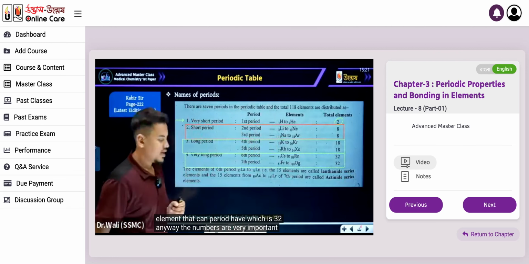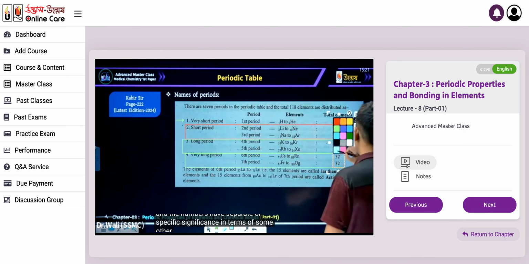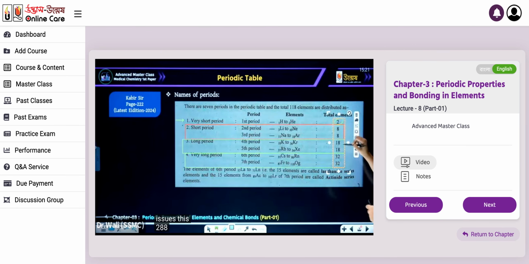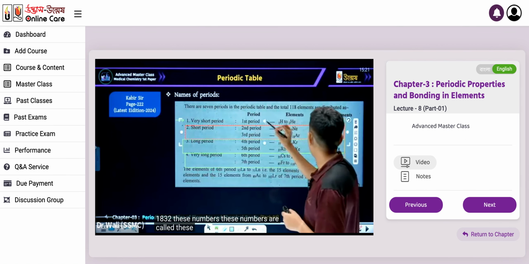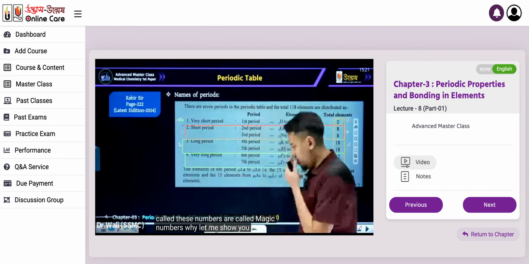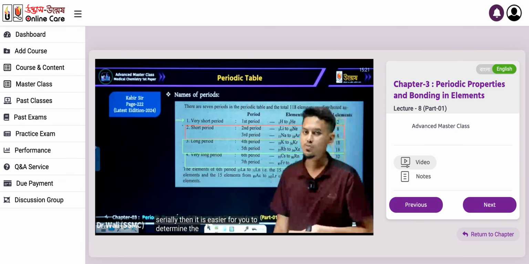Anyway, the numbers are very important, and they have specific significance in terms of some other issues. These 2, 8, 8, 18, 18, 32 are called magic numbers. Why? Let me show you. If you know these numbers serially, then it is easier for you to determine the atomic number of any atom that you want.